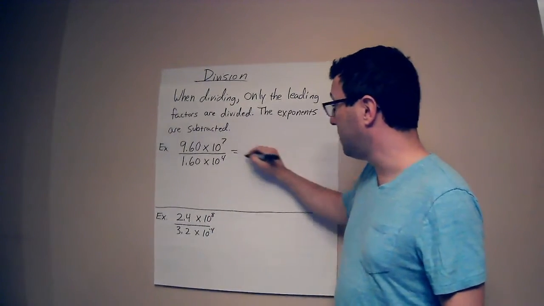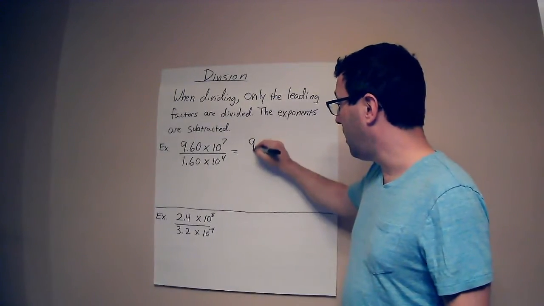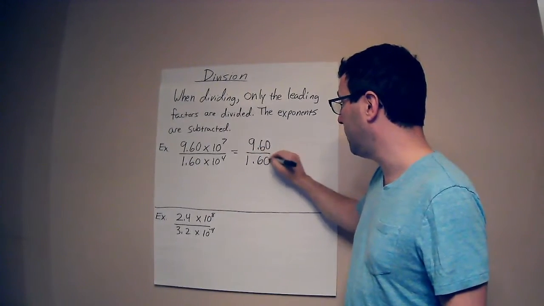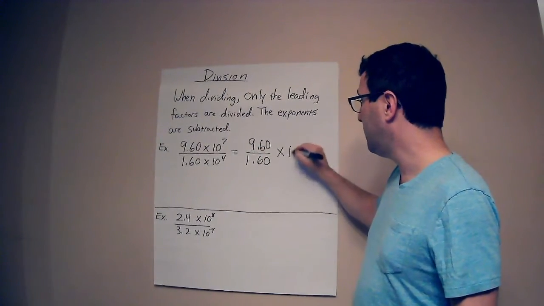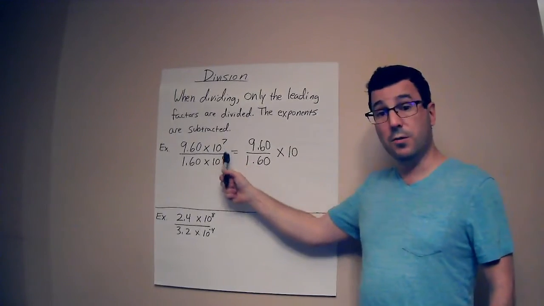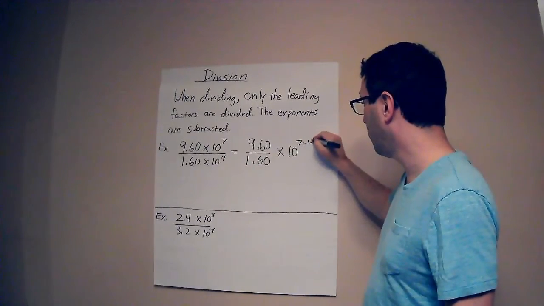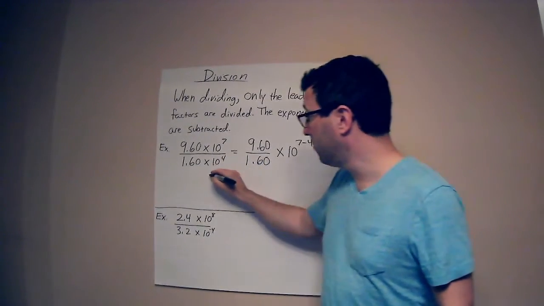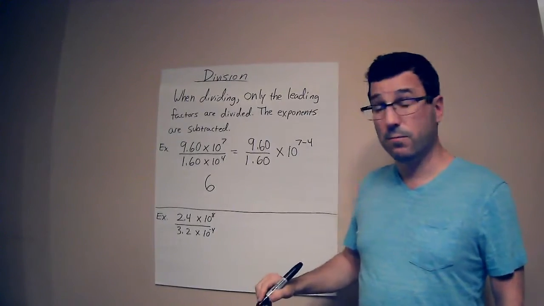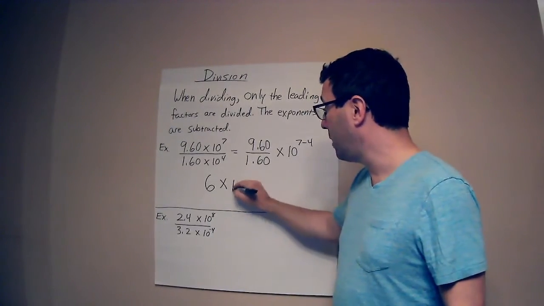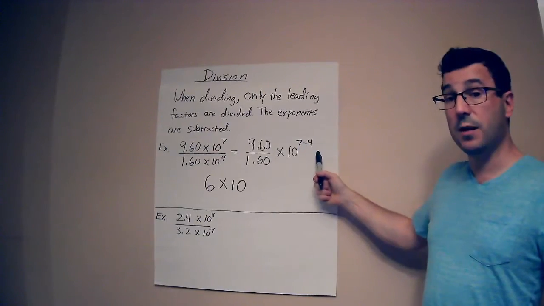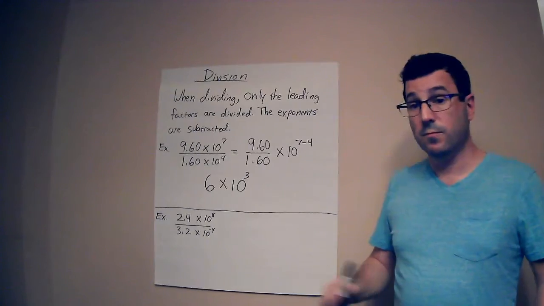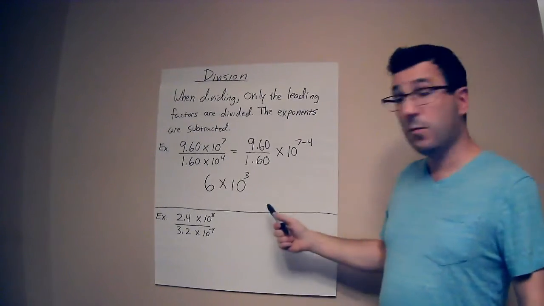So when I do this, I'm going to do 9.60 divided by 1.60 times 10, and then I'm going to do 7 minus 4. 9.6 divided by 1.6 is just 6 times 10, 7 minus 4 is 3, and there we go. Okay?